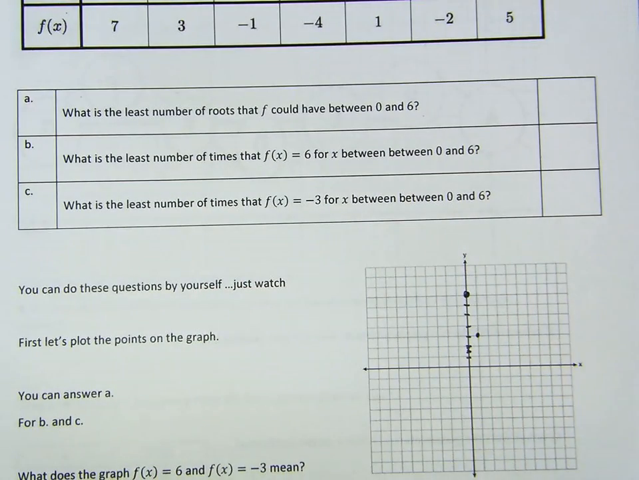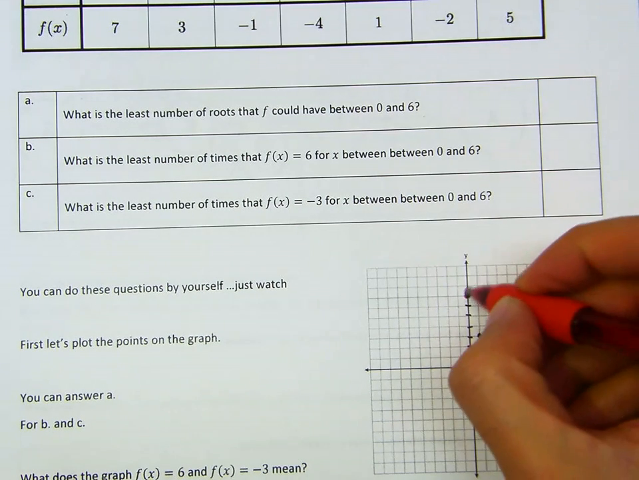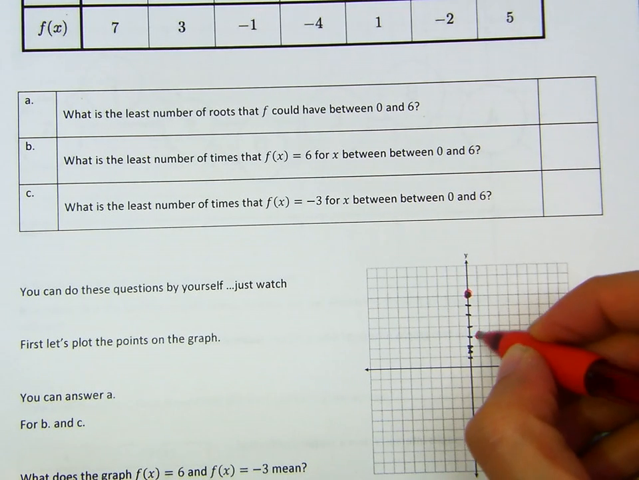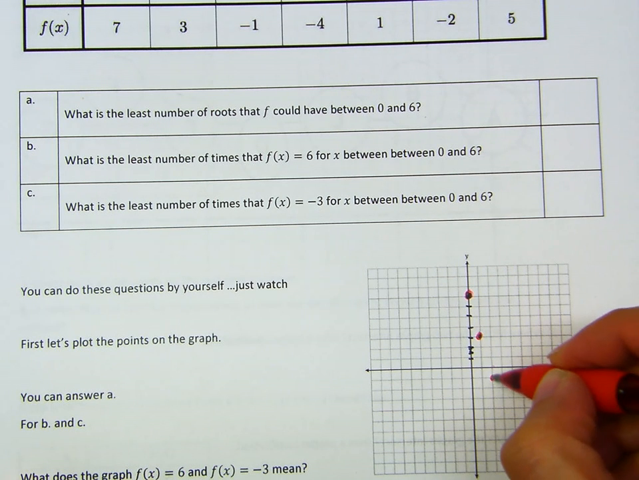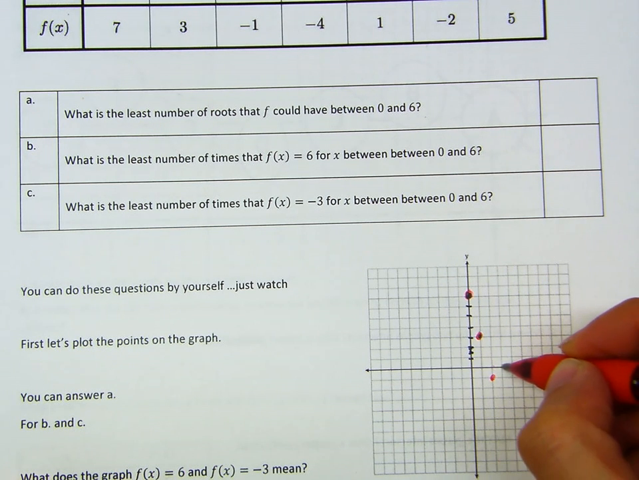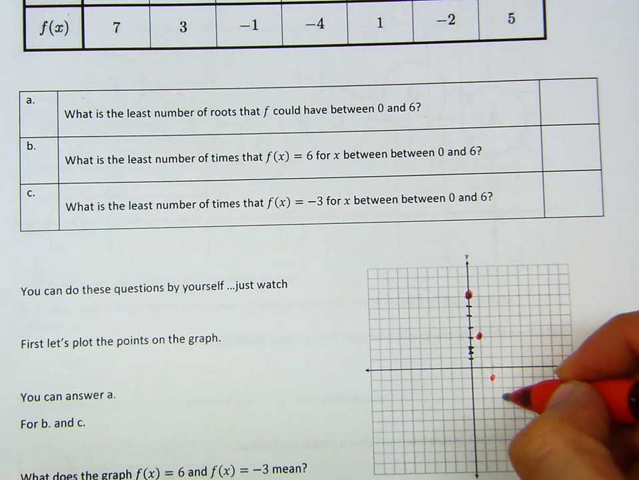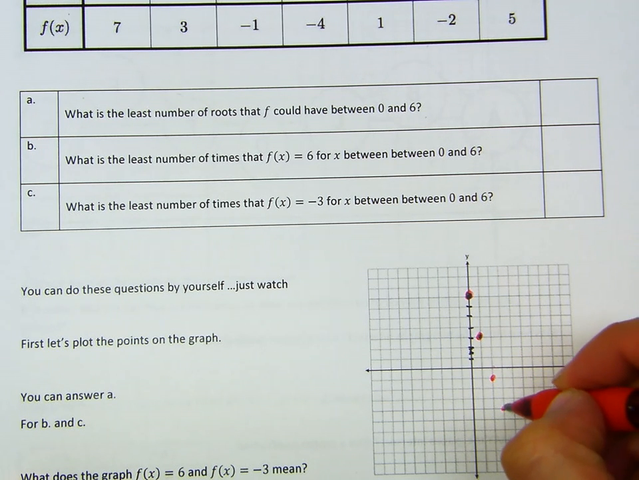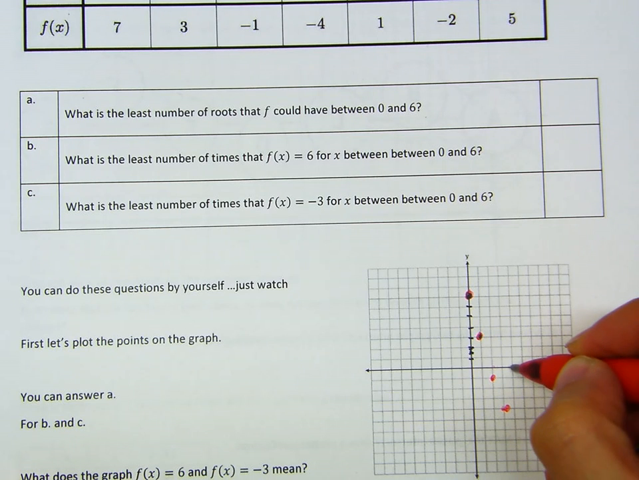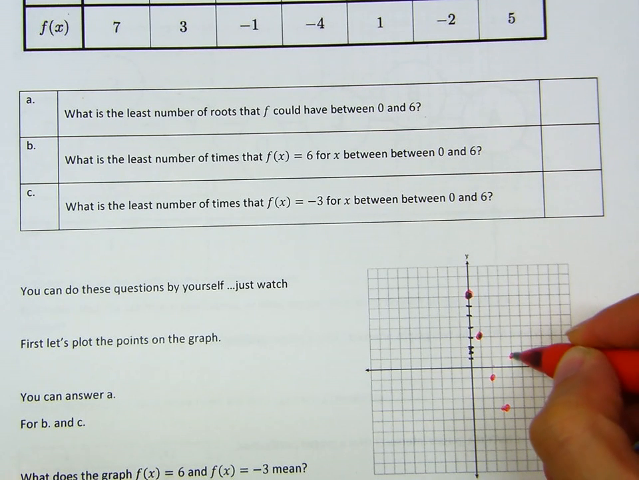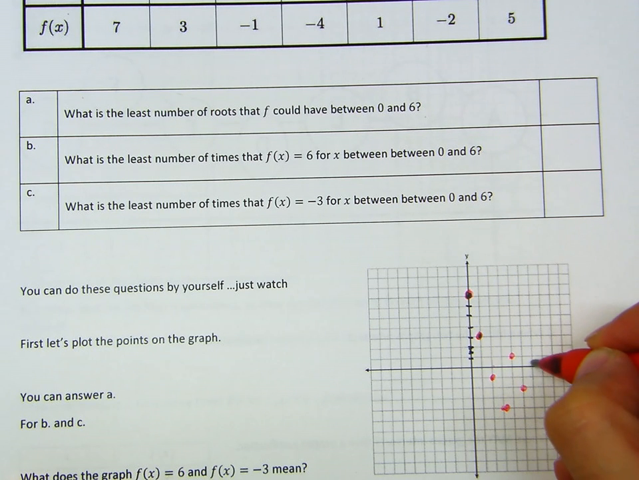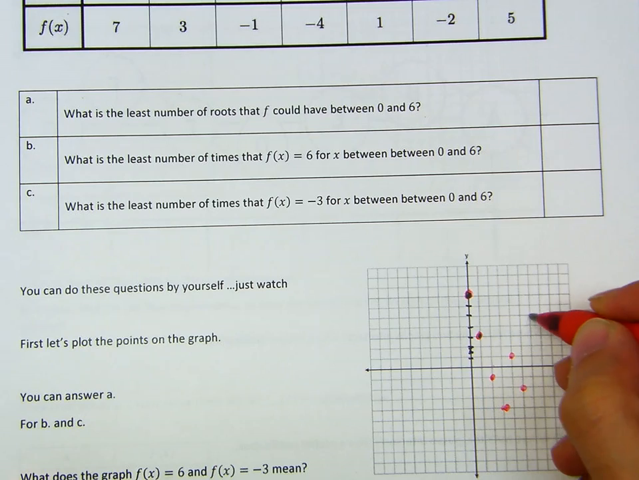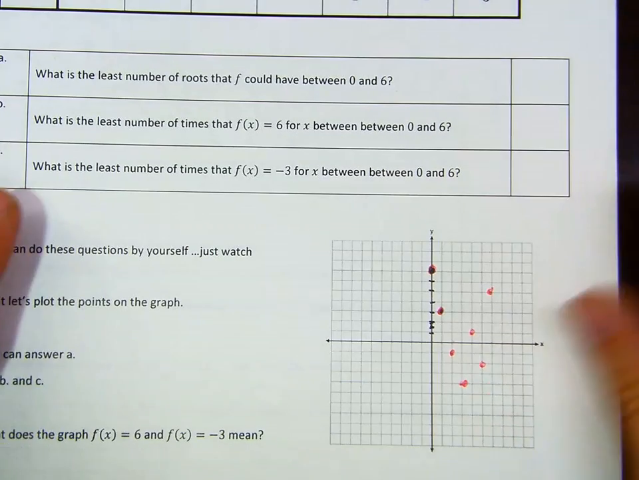So letter A, let's put in the points. This is (0, 7), this is (1, 3), this is (2, -1), (3, -4), (4, 1), (5, -2), and (6, 1). Okay, so these are our points.